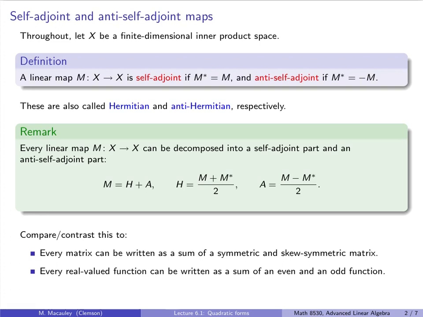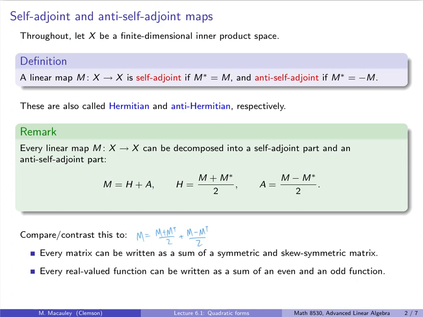Let's compare and contrast this to two related constructions. First of all, every matrix can be written as a sum of a symmetric and a skew-symmetric matrix. So we can write M as M plus M transpose over 2 plus M minus M transpose over 2. Now, if we are over a real vector space, this is exactly this construction, but it still works over a complex vector space. It's just not a decomposition into a self-adjoint and an anti-self-adjoint part.